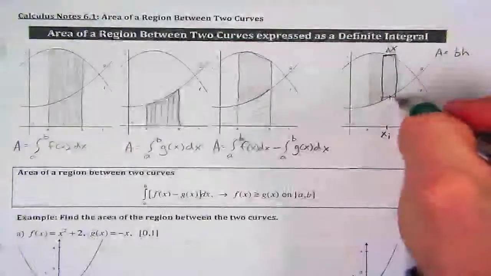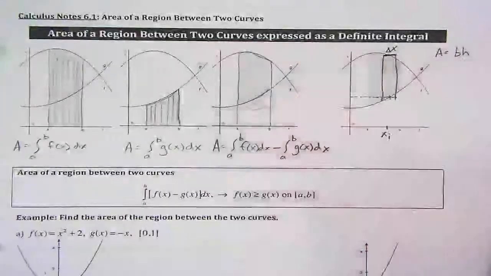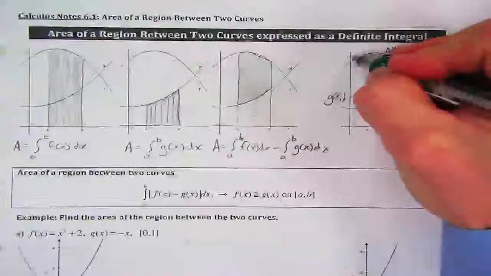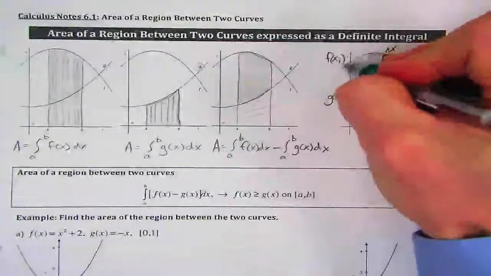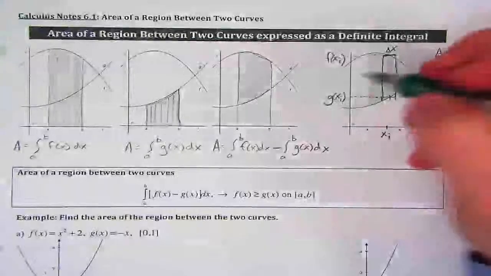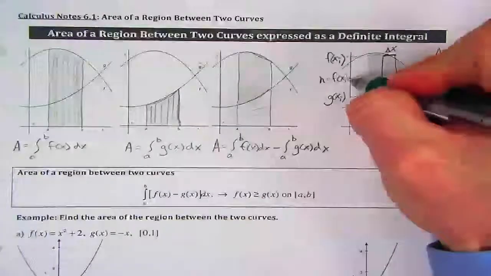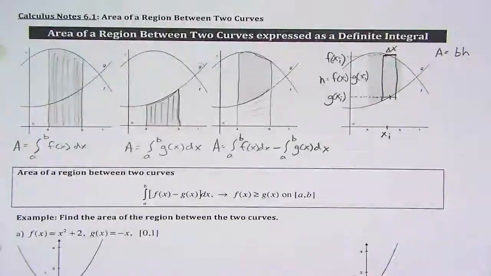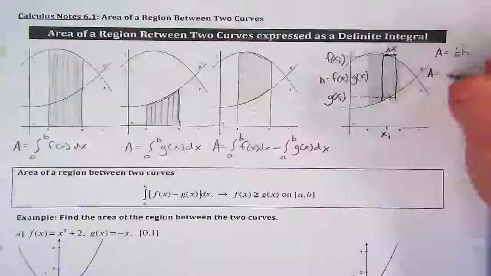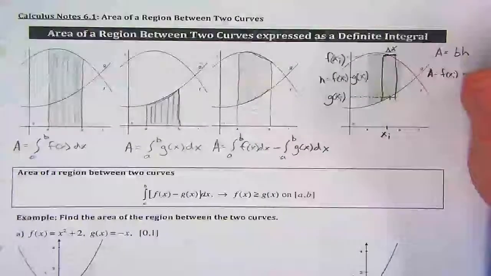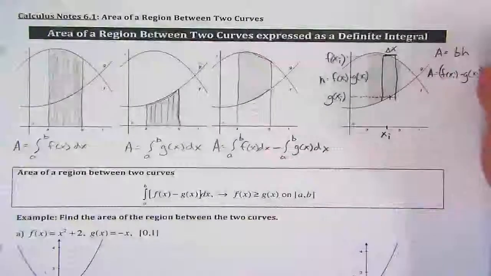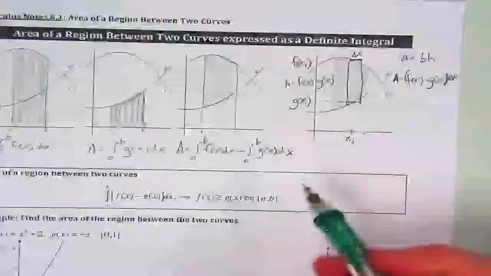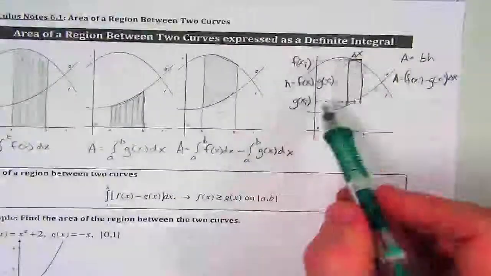And then if we look, what is the height of the rectangle? Well, this right here is g of x sub i, and the height here is f of x sub i. And so the height is really the difference of those two. So our area is really the height, which is f of x sub i minus g of x sub i, times delta x.